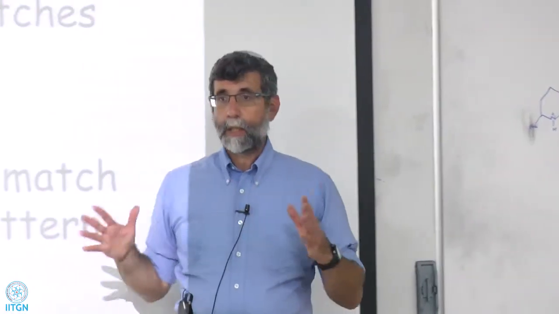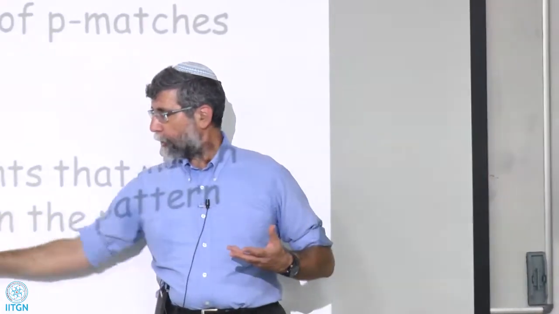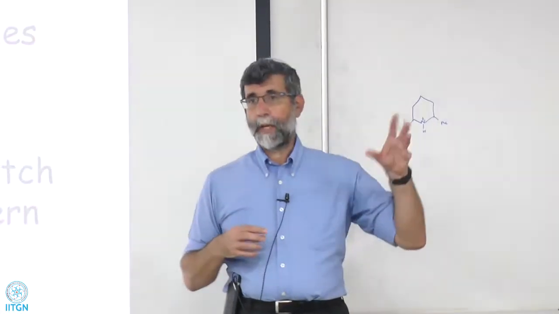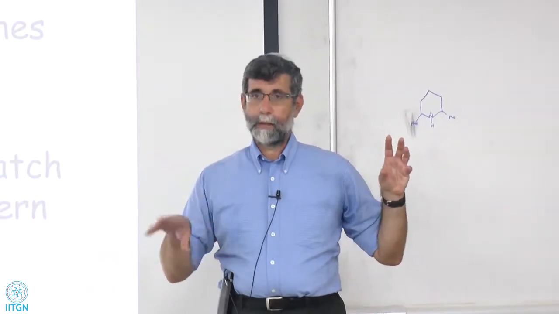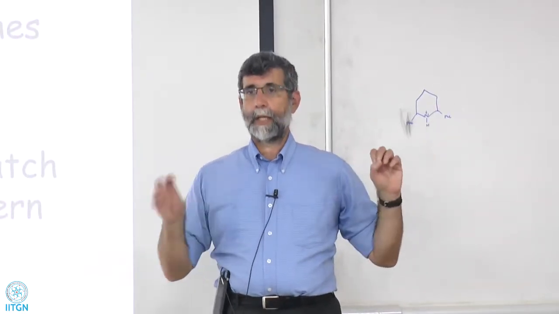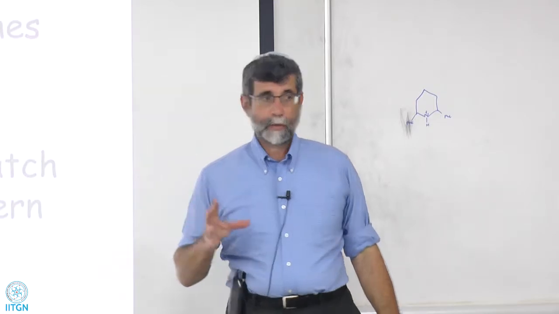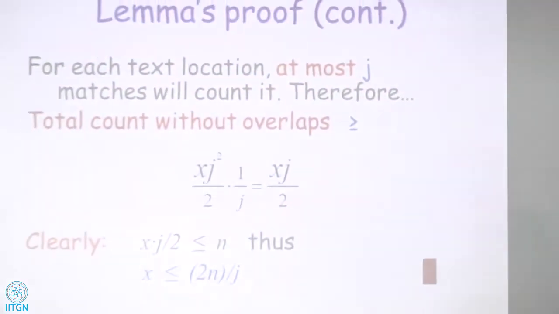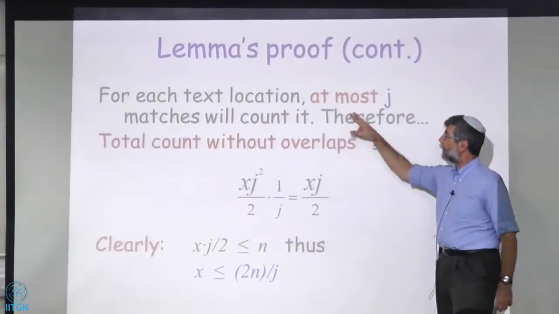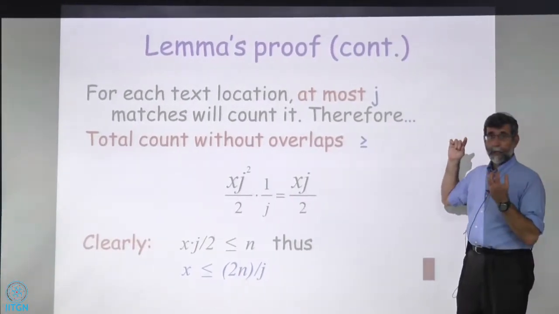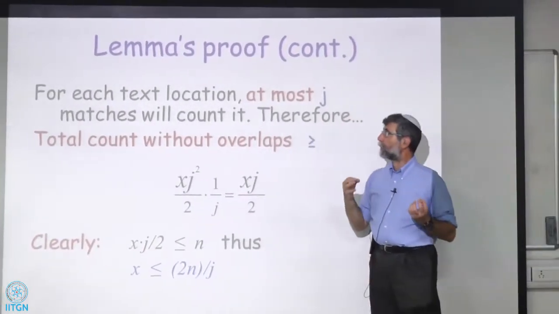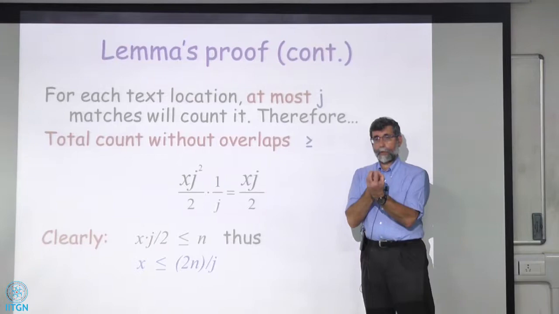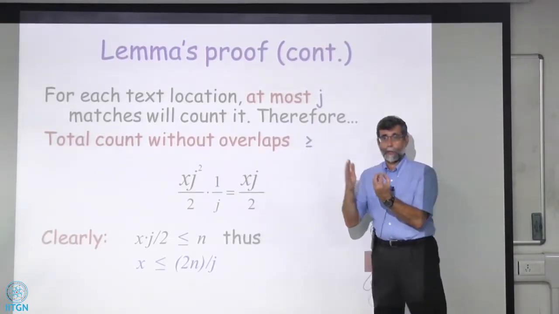In order to find what x is, I want to count these things only once each. So I don't want for some x to count the same ai, and then that same ai is counted for another x, and the same ai for another x. So I want to get rid of these overlaps. So let's see how many overlaps we can have. Okay, so the point is this. For every text location that we are counting, there can't be more than j matches that count it, because why are we counting it? Because it actually corresponds to the first occurrence of one of the p's.